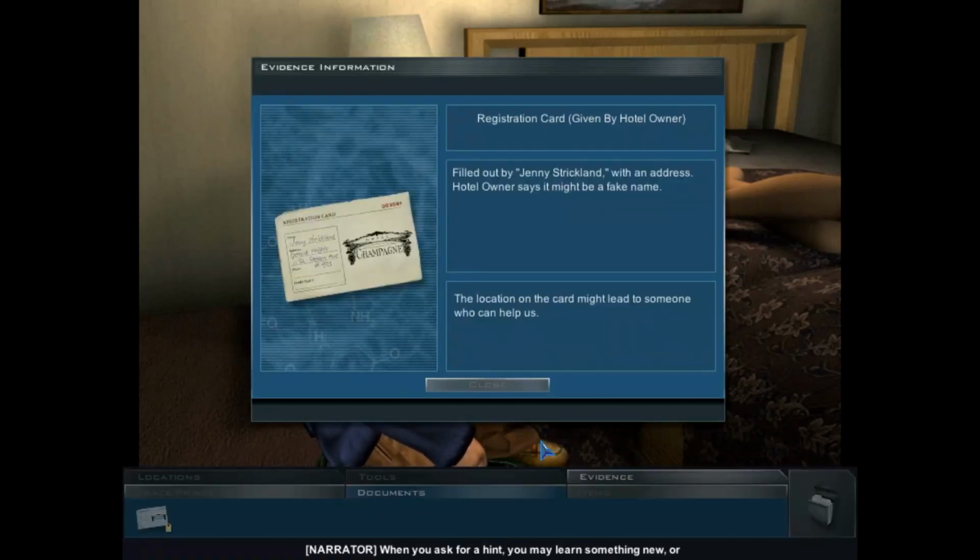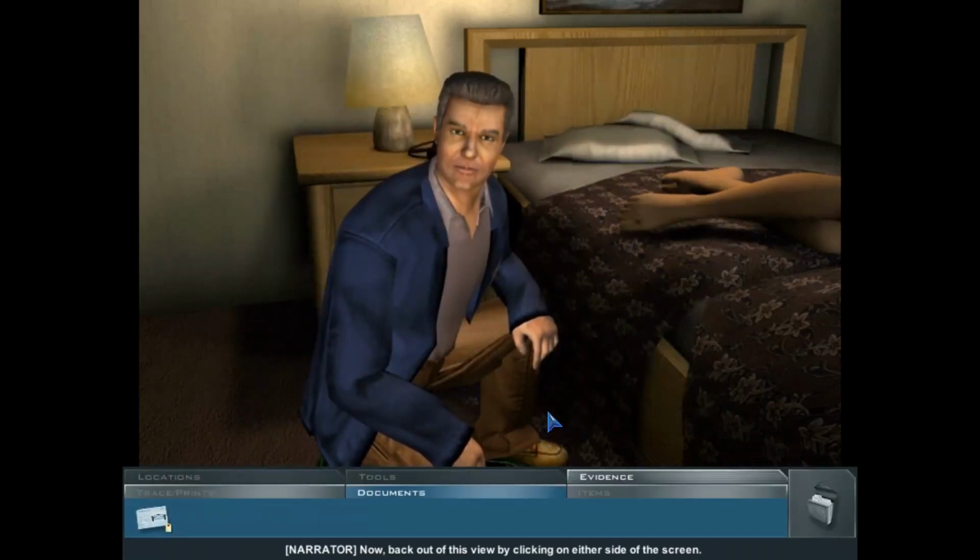When you ask for a hint, you may learn something new or something you already know. However, all hints will count against you in your final performance evaluation. Click Close. Now, back out of this view by clicking on either side of the screen.